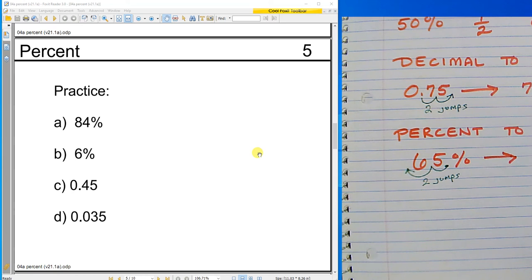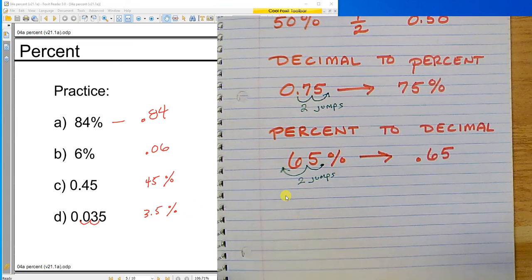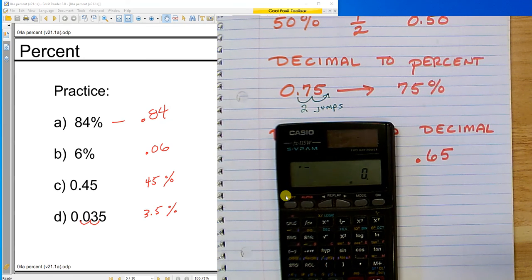This is practice and does not need to go into your notes, but I'm going to turn each of these into a different form. So 84%, what would that be? 0.84. 6%, what would that be? 0.06. It wouldn't be 0.6 because 0.6 is 60%. Okay, 0.45 is going to be 45%. And with 2 jumps, this would be 3.5%. Or remember, I can just use my calculator: 0.035 times 100, 3.5%.